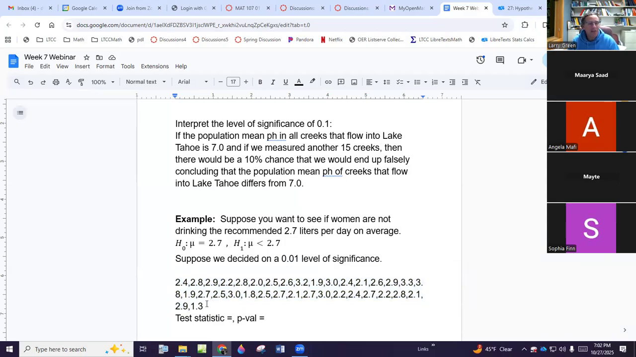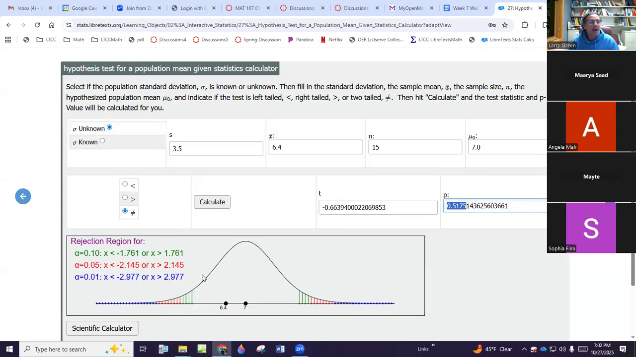So now we want to find the test statistic and p-value. Can we use this calculator? What do you think? Is this a calculator that's usable for what we're doing?